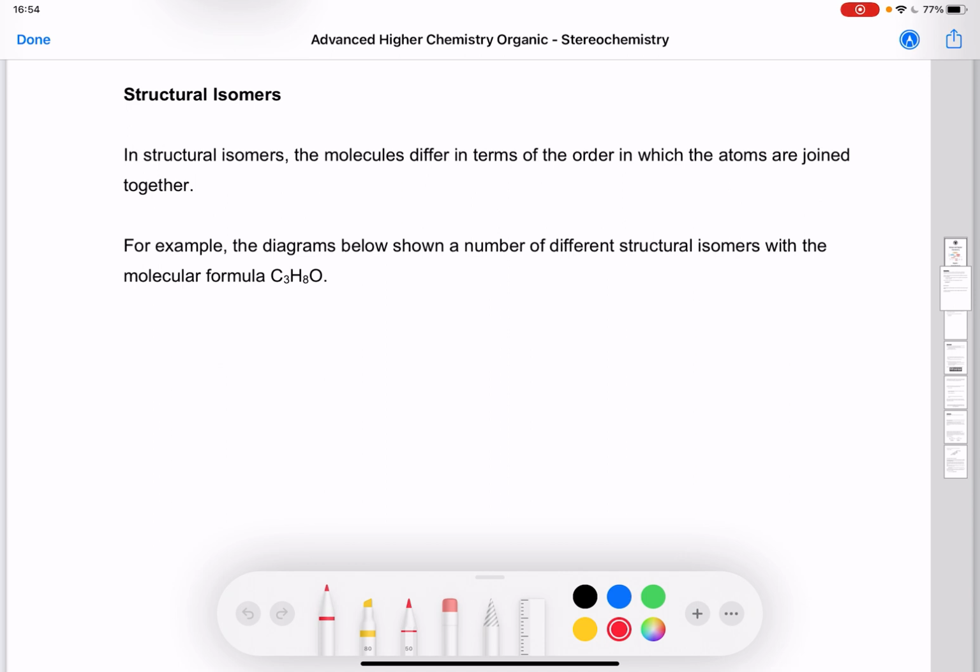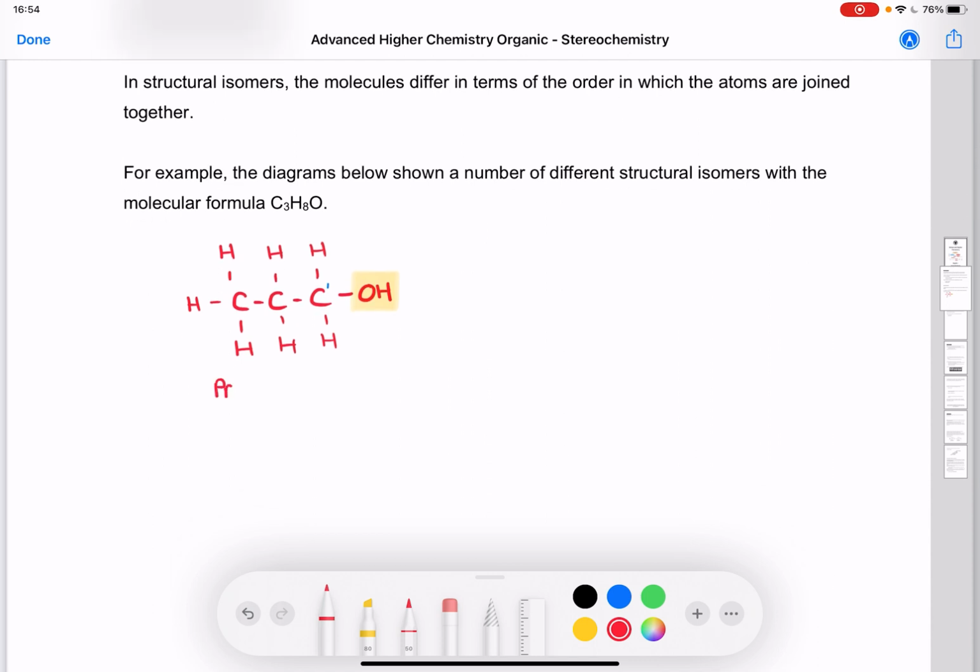So we could start by popping the 3 carbon atoms in a line, popping an OH group on the end, and then having the rest of our hydrogens surrounding the carbons. When we count the number of carbons, hydrogens and oxygens, you'll see that that does match the molecular formula of C3H8O. Now looking at this particular molecule, we can see that it has a hydroxyl group, which means it is an alcohol, and that hydroxyl group is on carbon number 1, so that would be called propan-1-ol if we were naming it.